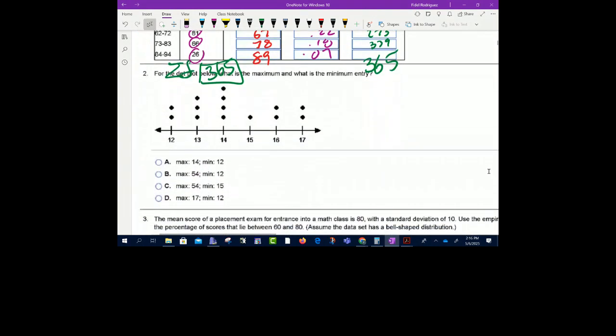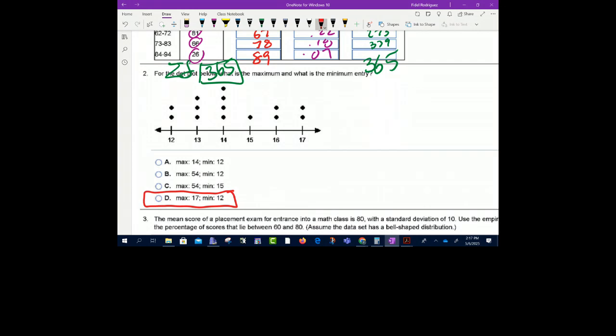All right, let's take a look at number 2, y'all. Number 2 says, for the dot plot below, what is the maximum and the minimum entry? What's the lowest number we had, y'all? 12. And what was the biggest one we had? 17, right? So doesn't that look like that's going to be choice D? There we go, right? We're just looking at our dot plot. It's just an arrangement of numbers.